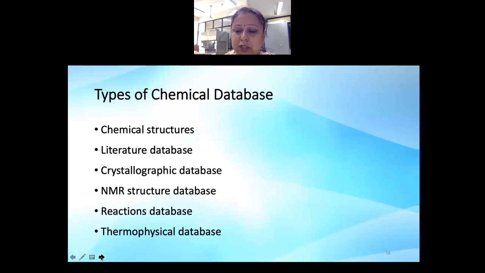Now we have crystallographic databases where a compound's crystallographic data is stored, meaning the techniques that are being used to find out the crystal structure of a particular compound and its results. They have been performed by the experimentalists and the data has been provided, and this data is stored in crystallographic databases.